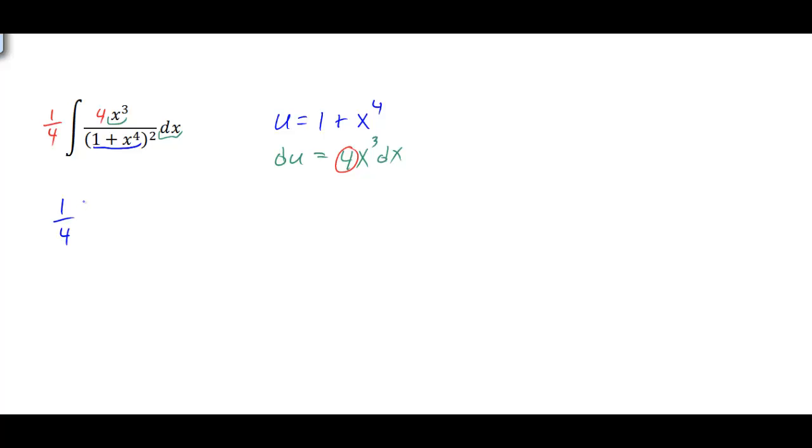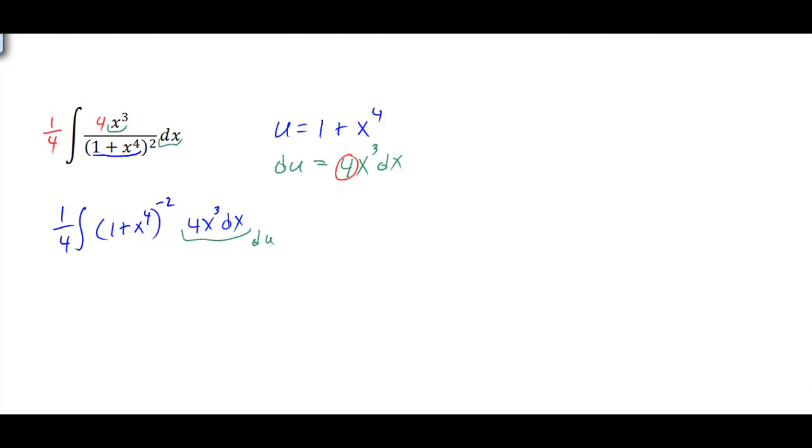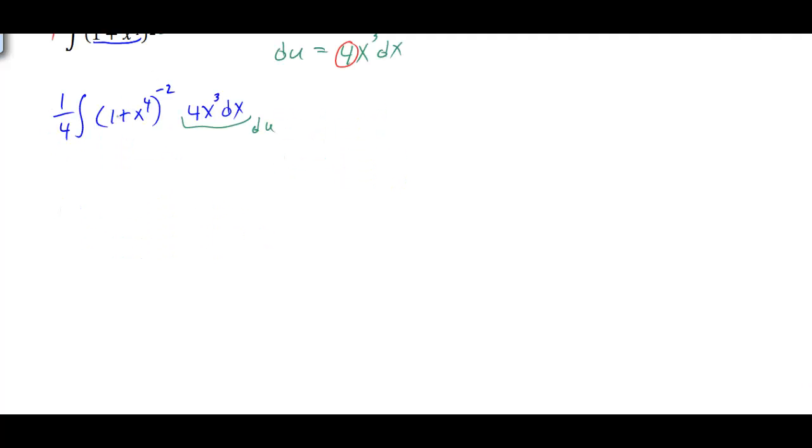We would have 1/4 the integral, and I'm going to bring this as 1 plus x to the fourth raised to the negative second power, and again the 4x cubed dx. Again, I like to group this du together. And we probably can integrate this, but I'm going to go ahead and do the substitution for your benefit. This would actually be 1 plus x to the fourth raised to the, if we increase -2, that would be what? To the -1 divided by -1. And again, the 4x cubed dx would all cancel out. So you could do it that way, or I'm going to go ahead and do the actual substitution.